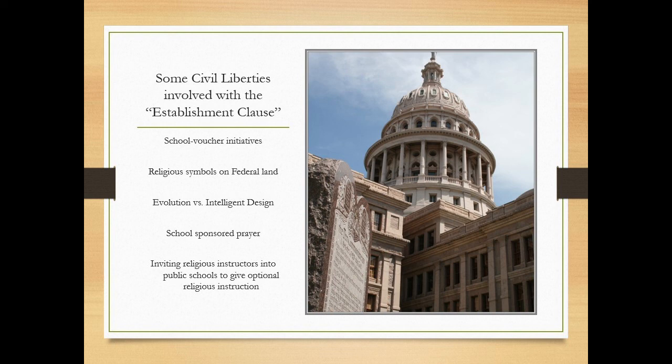The intention was to show the preeminence of Judeo-Christianity at the expense of other religions, which in effect is establishing a religion. And so we're talking about a state courthouse, which brings in the 14th Amendment, that those things that are given to the central government are now applied to the state. So a state courthouse under the purview of the state is held to the same parameters that the central government is.